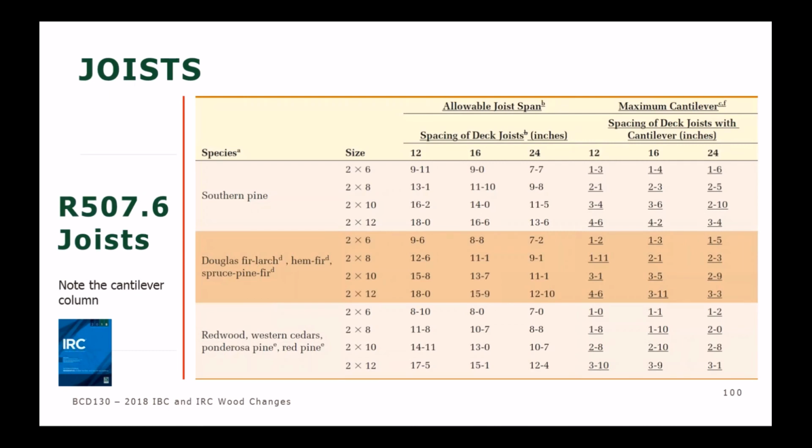For the joists, there's now a column that deals with the allowable joist span, and then a maximum cantilever column as well, dealing with how long that cantilever can be for, say, a Southern Pine 2x8 joist, 16 inches on center. In this case, that would be a 2 foot 3 inch long span for the cantilever beyond the main span.